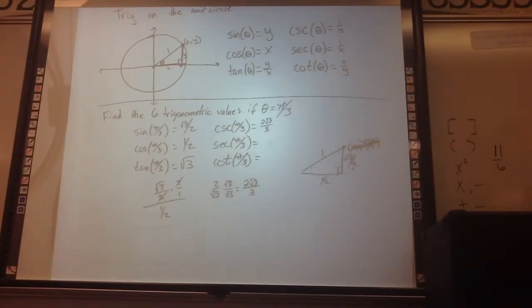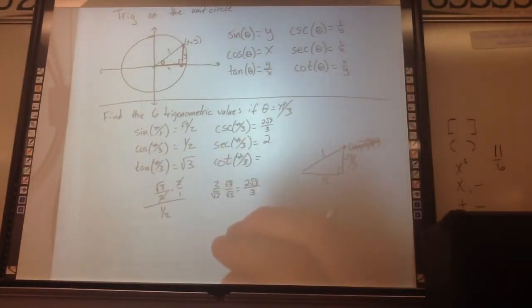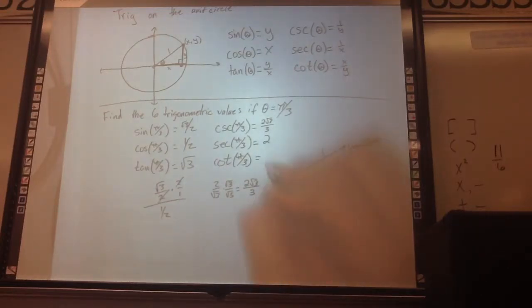Pedro, you got the secant? Not yet. Oh, I put 2 over 1, which is 2. So did I. Cotangent? It's the square root of 3 over 3.